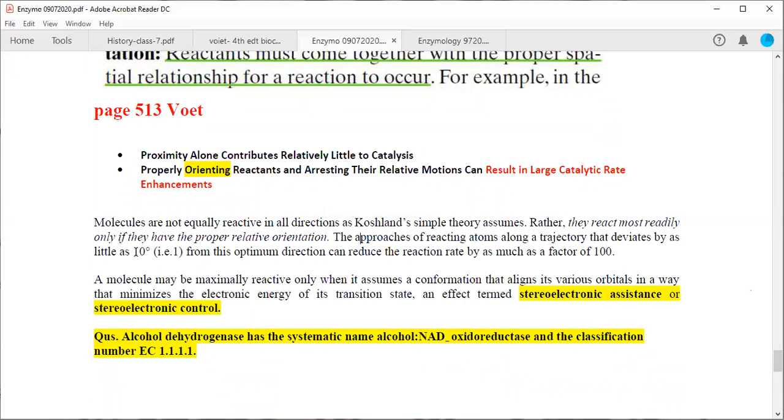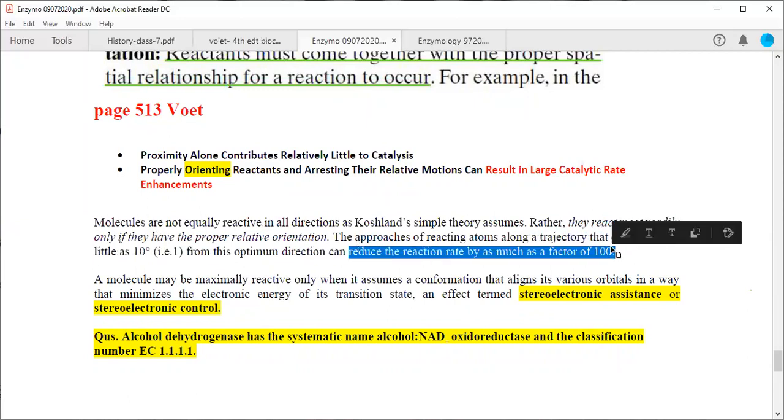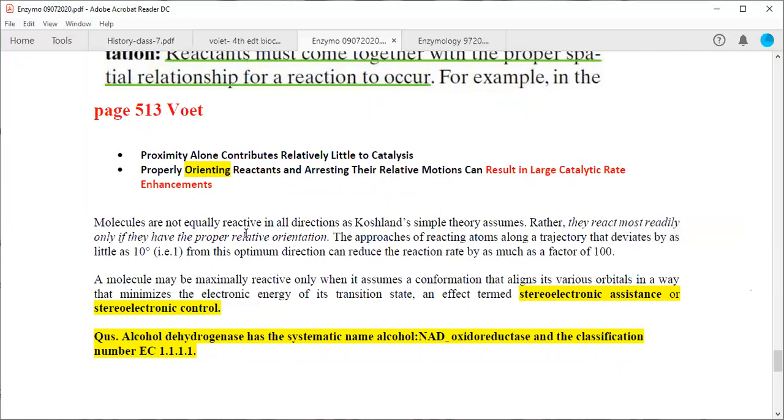So the approach of reacting atoms along a trajectory that deviates by as little as 10 to the power 0, and this is very small, actually. 10 to the power 0 is equal to 1. If the trajectory deviates by a factor of 1 from this optimum direction, this can reduce the reaction rate by as much as a factor of 100. So if you move the substrate from the proper relative orientation by a factor of 10 to the power 0, or a factor of 1, it will reduce your rate of reaction by a factor of 100. This is a very important relation. It shows how important the relative orientation of these two substrates is so that a product can form and the reaction can happen.